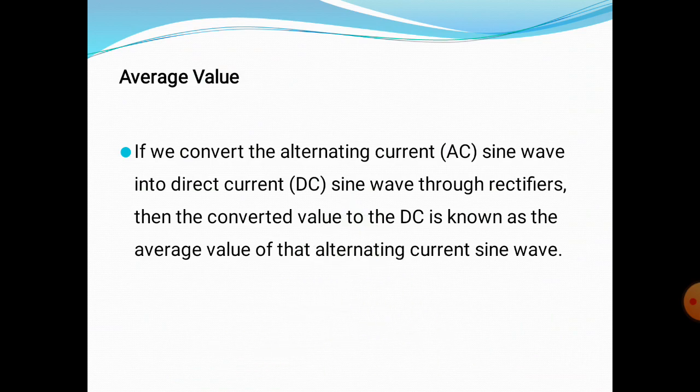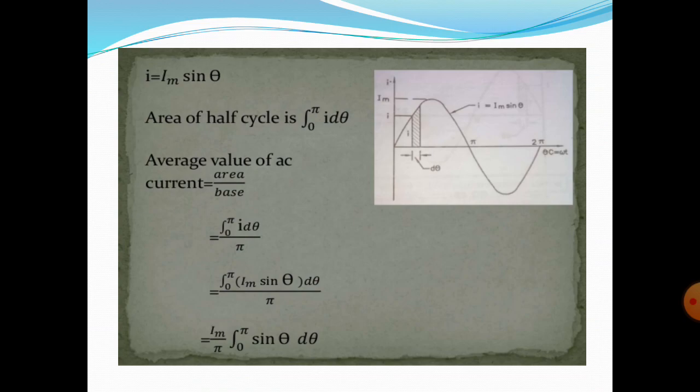And next one is average value. Before that, a rectifier is nothing but it converts the AC current into DC current. The average value is the converted value of DC current, known as the average value of that alternating current sine wave.